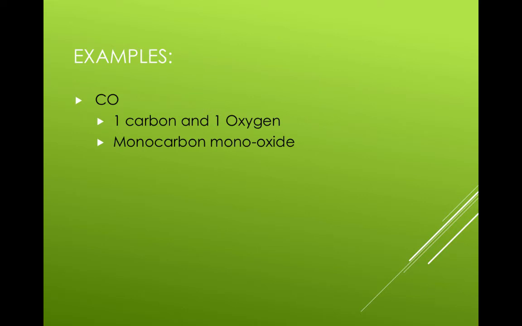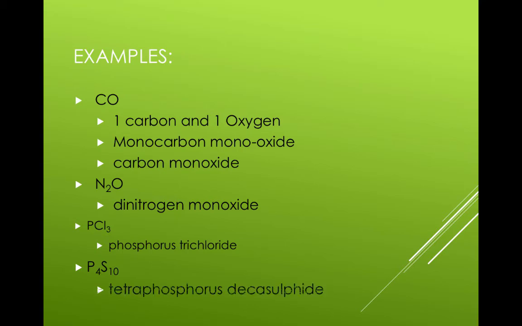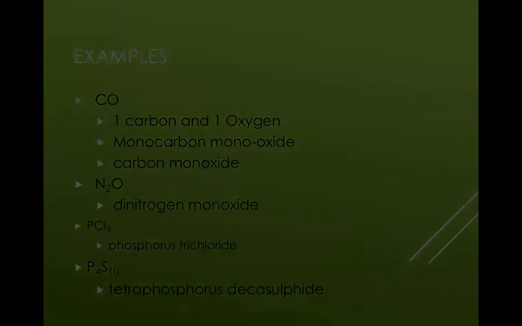However, we never start a compound's name with mono, and we don't do double O's, so the name becomes carbon monoxide. N2O, this is dinitrogen monoxide. PCl3 is phosphorus trichloride, and P4S10 is tetraphosphorus decasulfide.